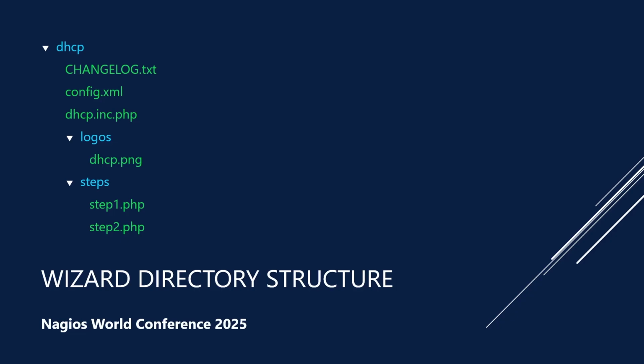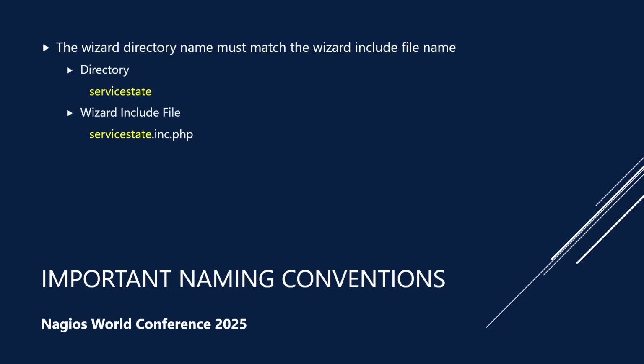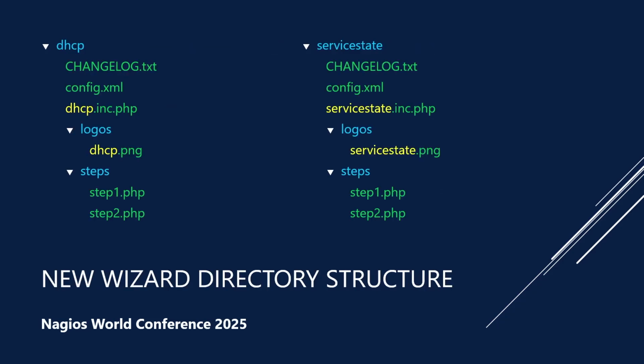So this is the directory structure of the DHCP wizard. And then there's a few things that have to be changed. For all the wizards, whatever the directory name is, there's a PHP include file that needs to have the same name. So in this case, service state and service state inc.php. So just doing a side-by-side comparison so you can see what I changed. The logo can be any name you want it to be. I just named it service state, so it made sense.